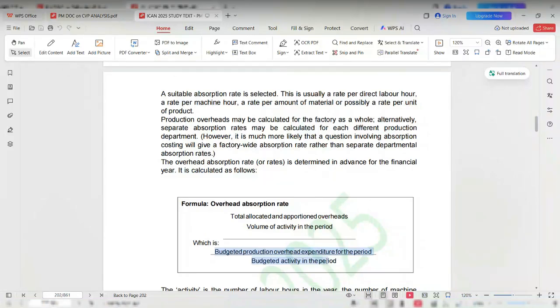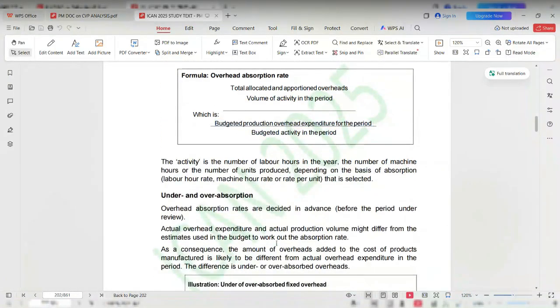But this budgeted activity level is also divided into various types. It can be labor hour, it can be machine hour, it can be unit of production. So whatever they give to you is what you are going to apply. The activity level is the number of labor hours in the year, the number of machine hours, or the number of units produced, depending on the basis of absorption, labor hour rate, machine hour rate, or rate per unit that is selected.